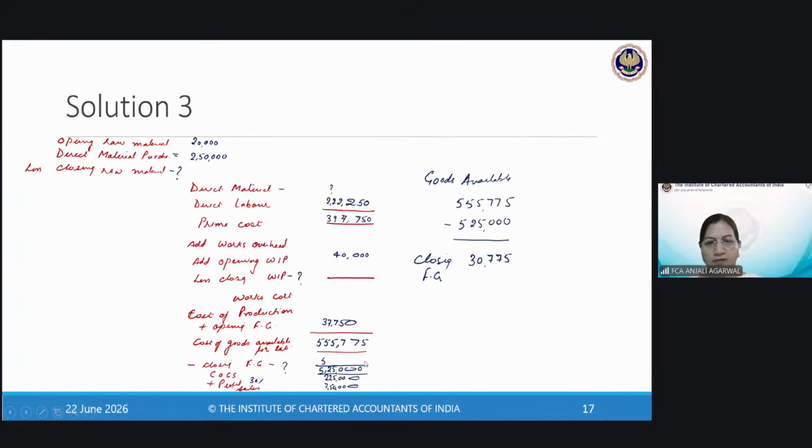right? So the last part was easy. 7,50,000 was the sales. Profit is 30%. Therefore, cost of goods sold is 525. Whereas it is given in the question, goods available for sale was 555,775. So out of 555,775, if you have sold only 525, that means your closing stock was 30,775.